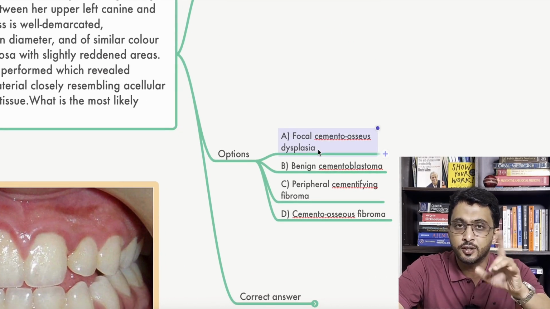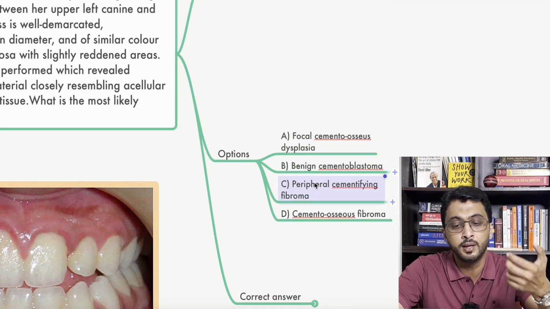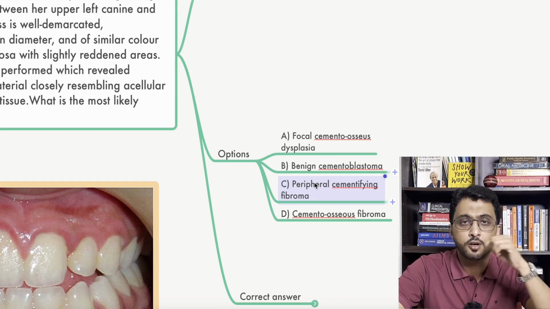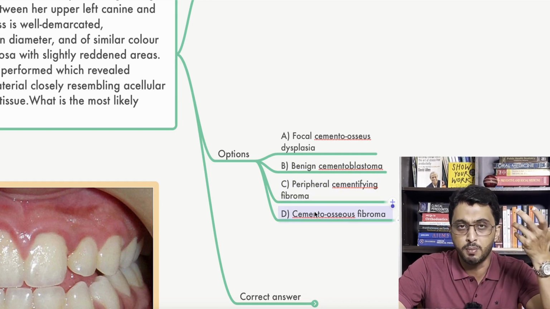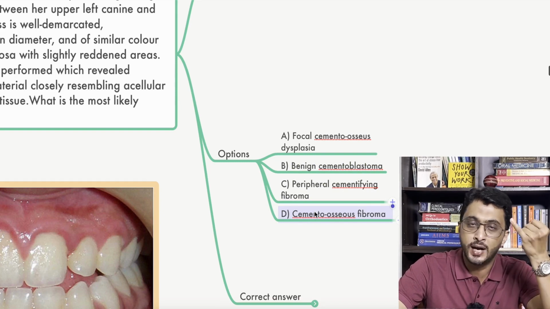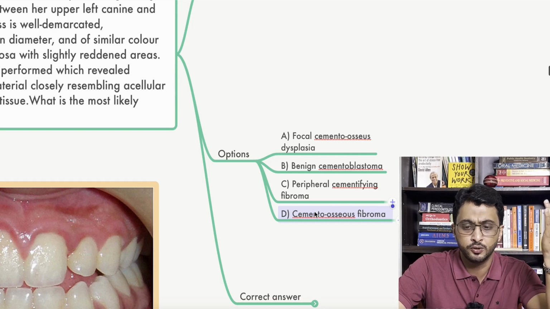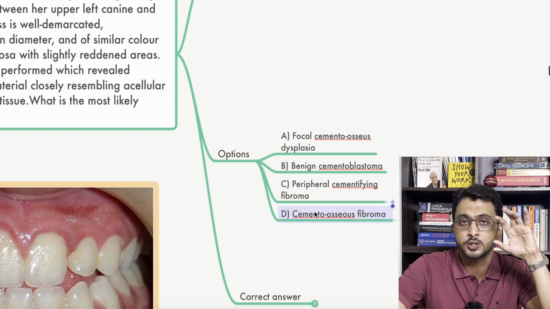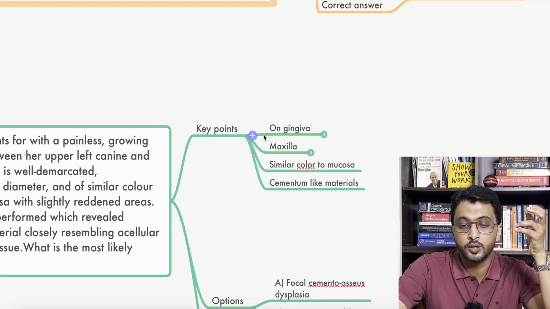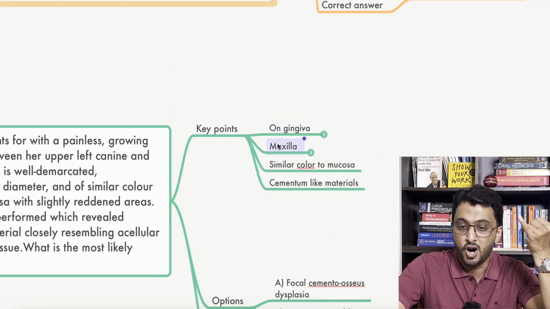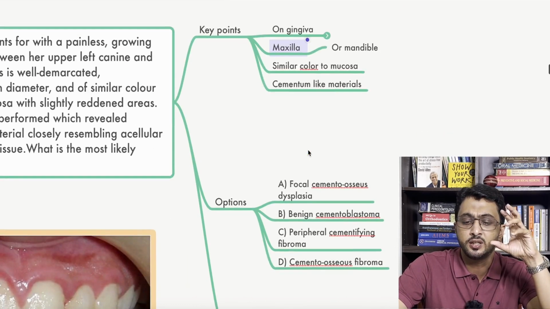It's not a soft tissue lesion. Cementoblastoma is not a soft tissue lesion. Peripheral cementifying fibroma, this is a soft tissue lesion. But now a very identical lesion, cementifying fibroma, basically also has this histopathological appearance of cementum-like material, but it's a hard tissue lesion, it's not a soft tissue lesion. So once again, jumping onto the key points, what they're talking about: on gingiva, or on maxilla or mandible. This is what differentiates these two lesions.